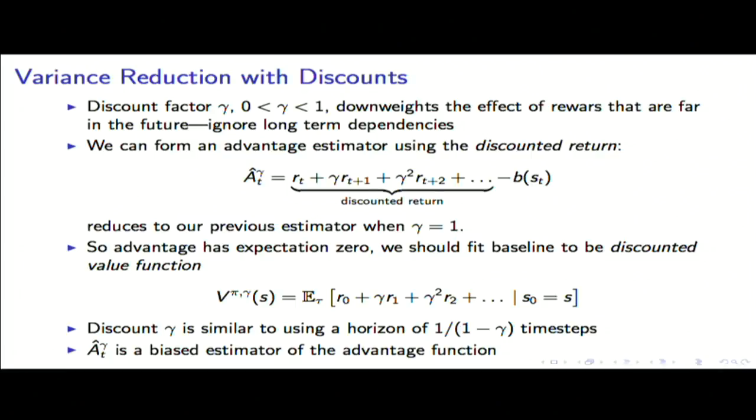This is a biased estimator of the advantage function. This is kind of review from when we were introducing policy gradients. The perspective we're taking here is that what you actually care about is the undiscounted sum of rewards. But we're going to introduce discounts just to get better variance reduction, just to get lower variance. If you think about it that way, then this A hat is a biased estimator of the advantage function.